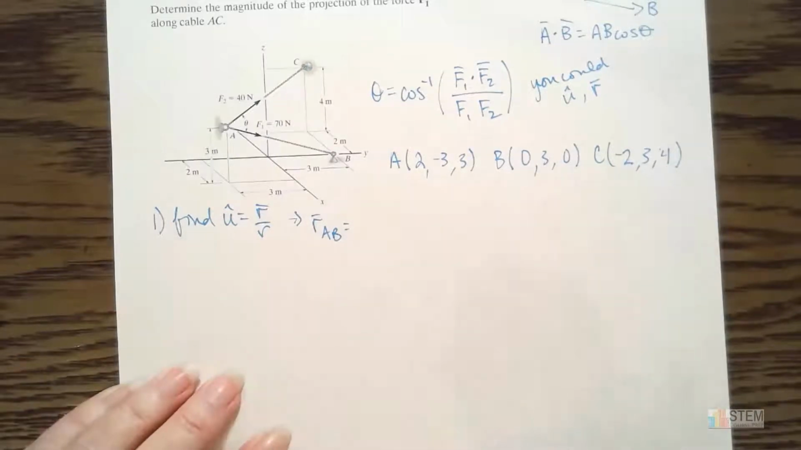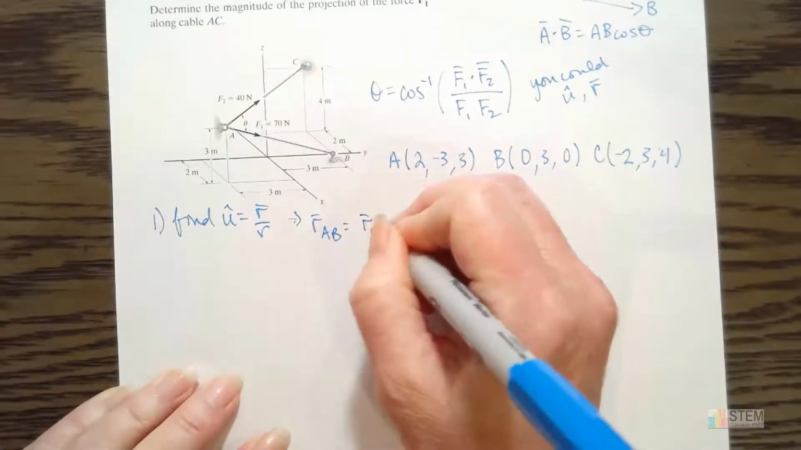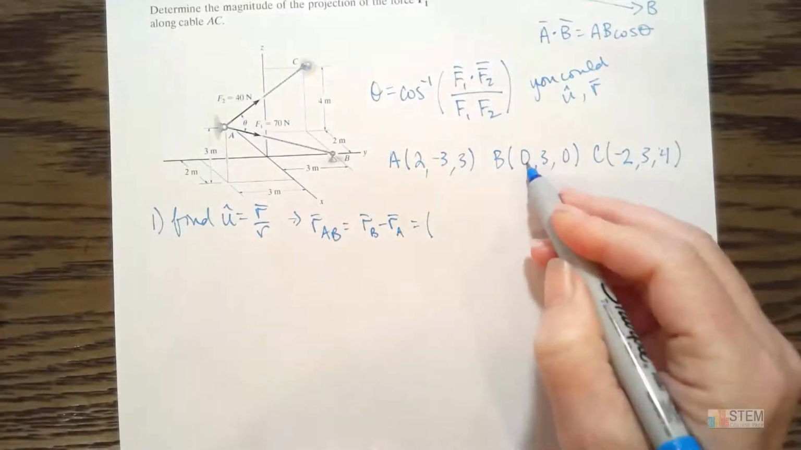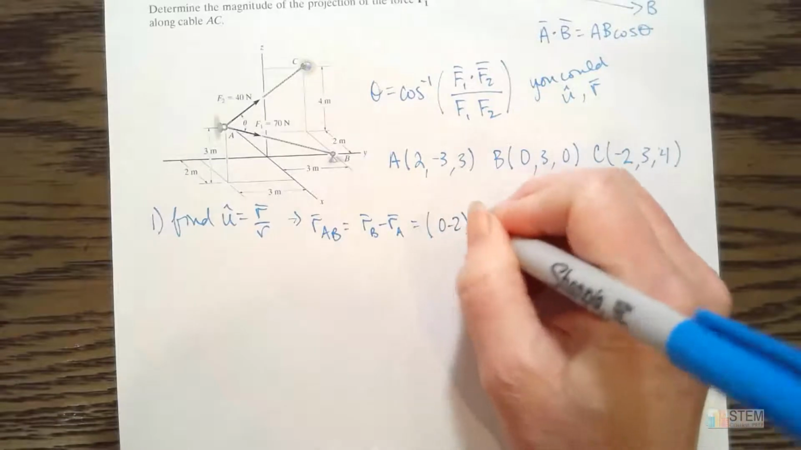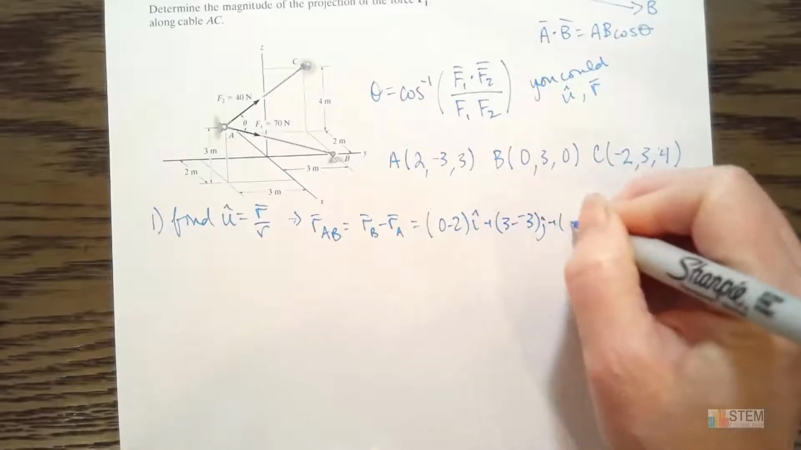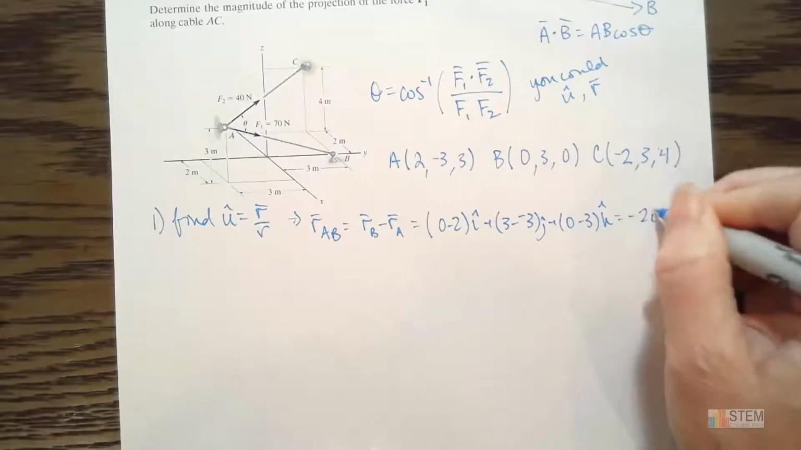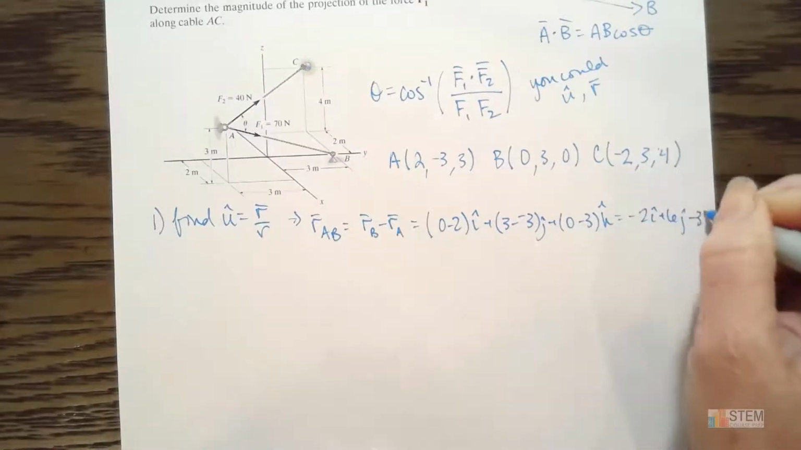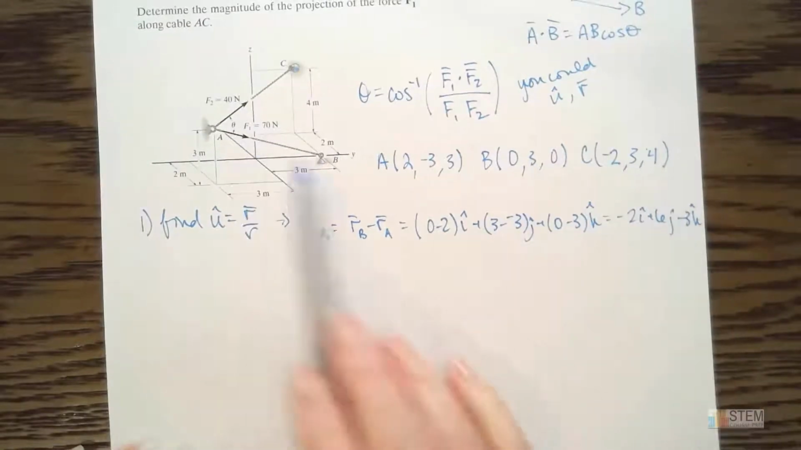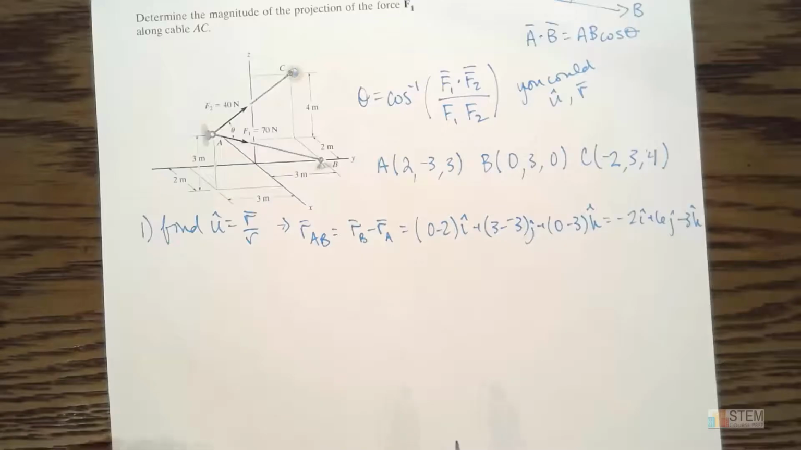Because it's always the point you're going to minus the point you're leaving from. Okay, so let's call this RB minus RA, and with that we get 0 minus 2, that's your I component, 3 minus negative 3 for J, and then 0 minus 3 for K. That gives us negative 2I plus 6J minus 3K. This checks out with what the picture shows, the signs. Always take a look at your signs, make sure it makes sense with what you have in your picture.